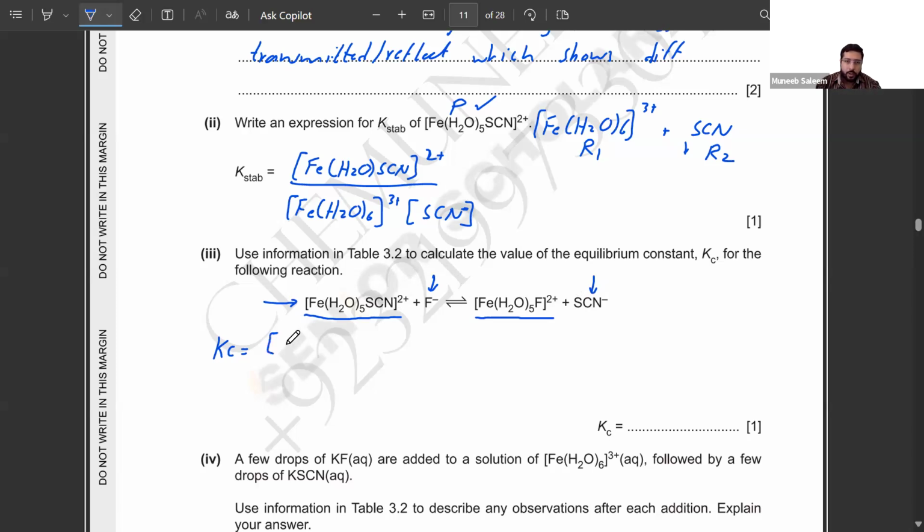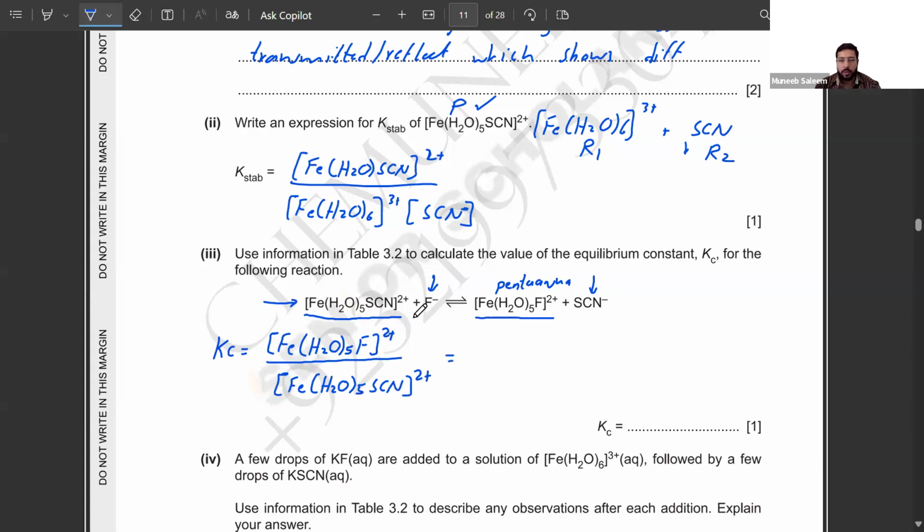So the product will include the concentration of iron with 5 water ligands, we call it penta aqua, or you can also write it as pentahydroxo, and have 2 plus, divided by the concentration of the reactant complex, which is Fe with 5 water ligands and SCN ligand, 2 plus.